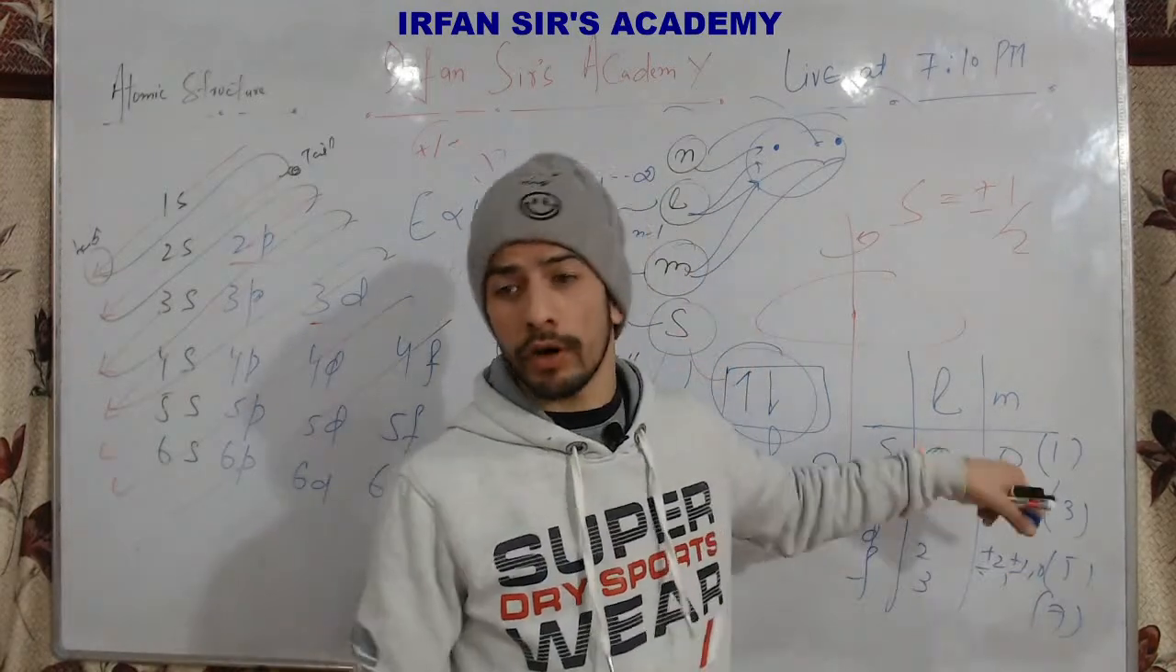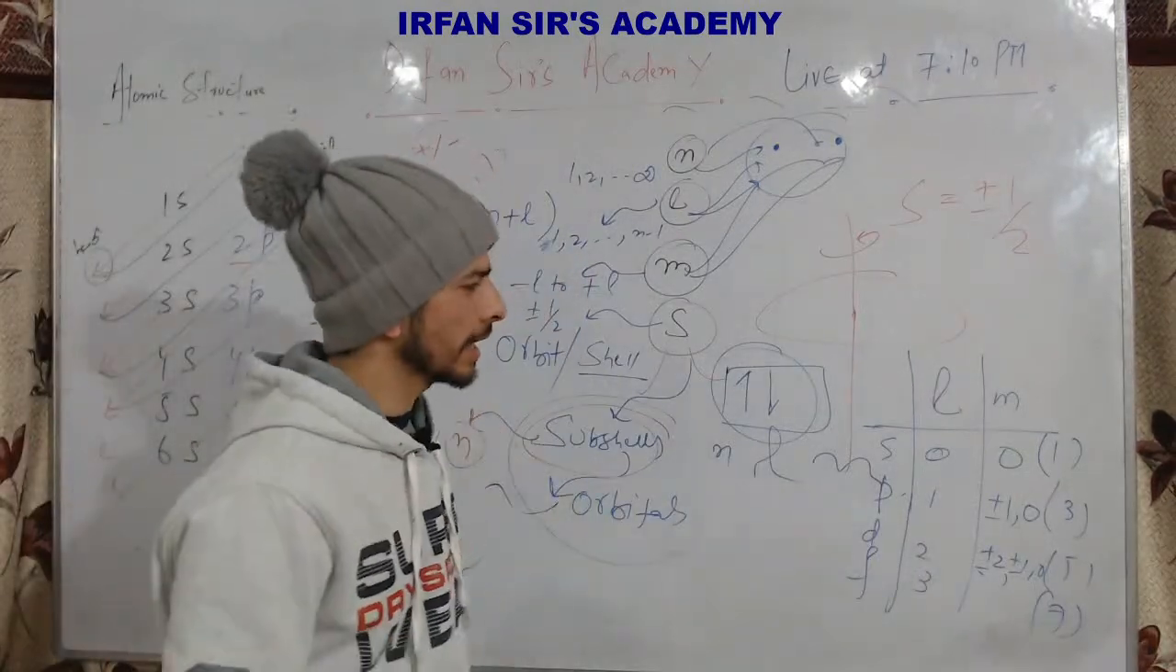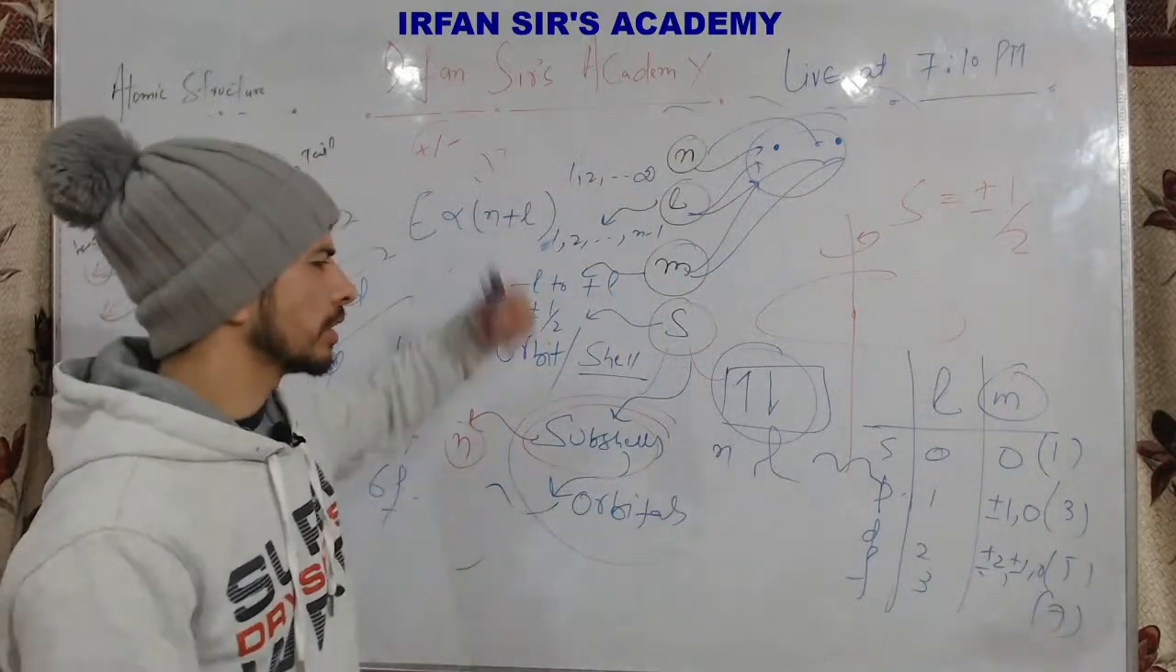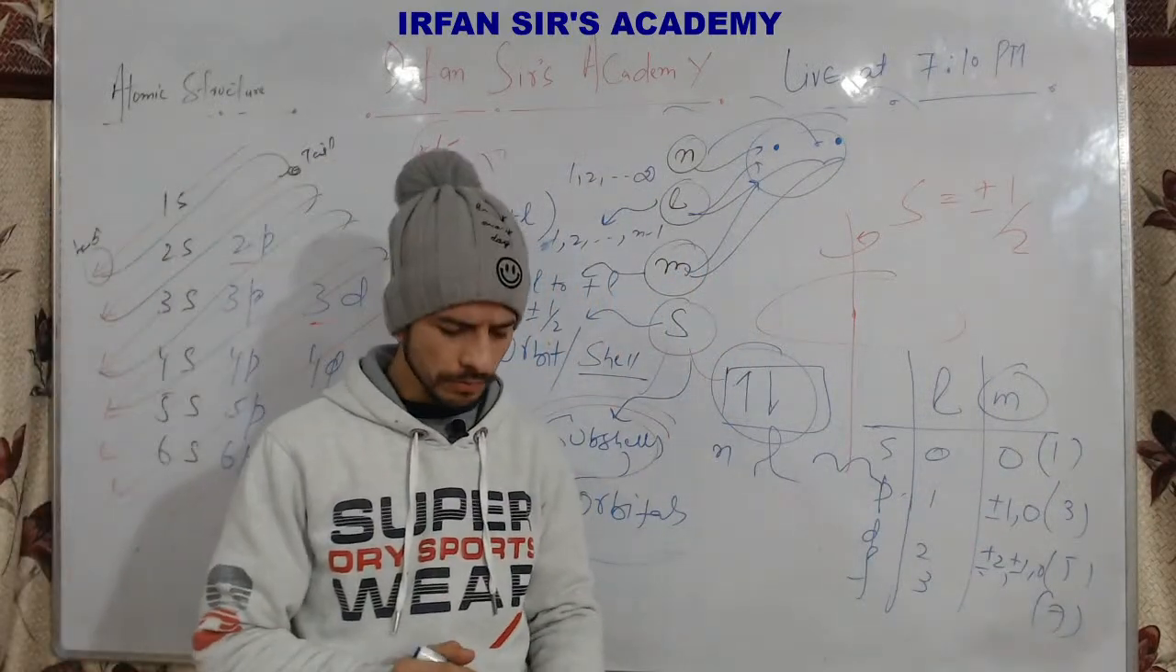Those are the number of orientations. Those are called the number of orbitals. Okay? The magnetic quantum number gives the number of orientations. This is the number of orbitals. Similarly for spin, you can calculate also. I hope it's clear to you.